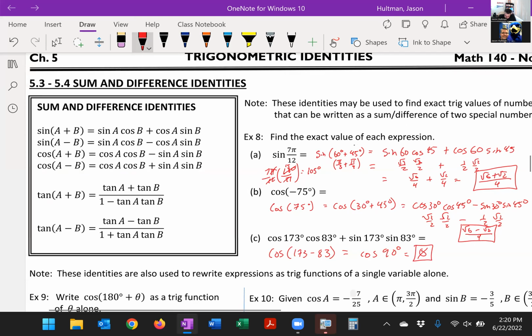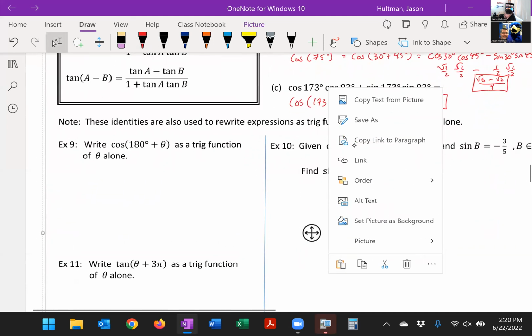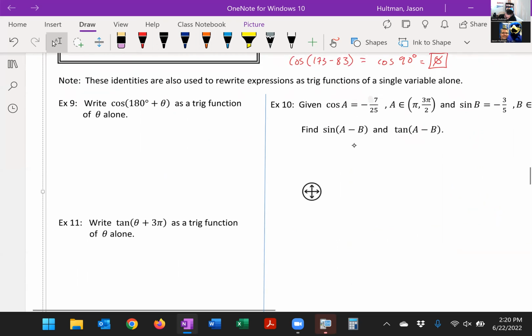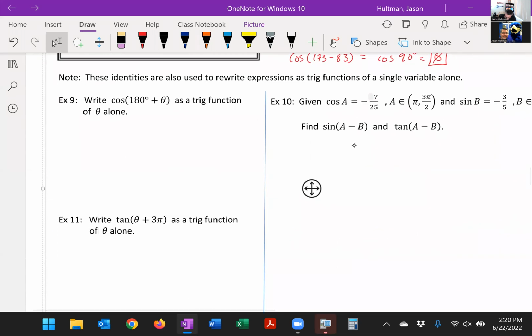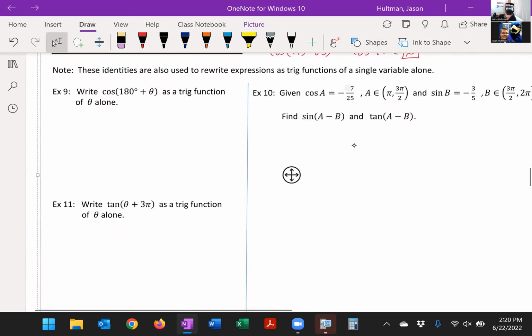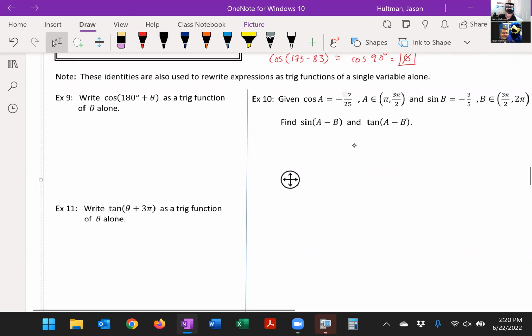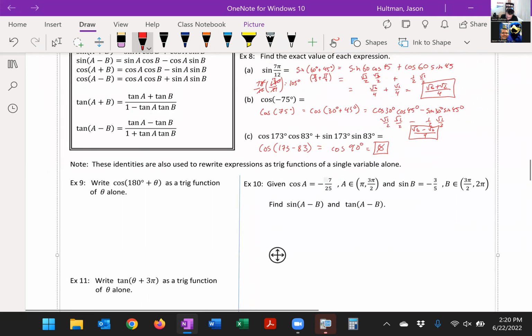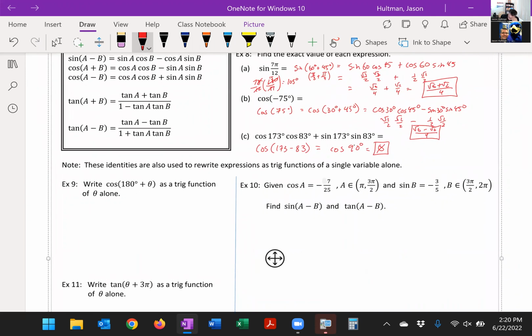Okay, note, these identities are used to rewrite expressions as trig functions of a single variable alone. So write cosine of 180 plus theta as a trig function. Using the identity above, cosine A plus B, this is going to be cosine, cosine minus sine, sine.